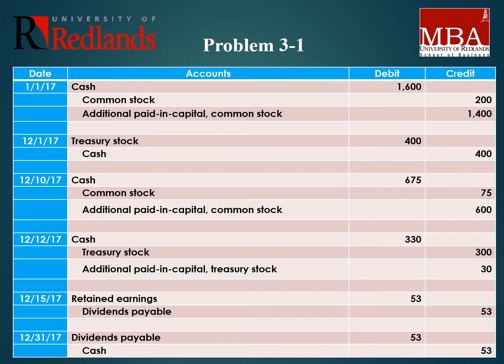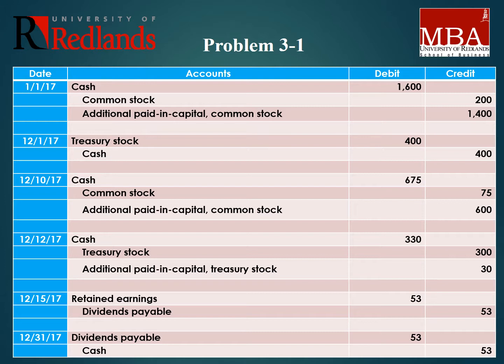On December 1st, 2017, we purchased 40 of the shares that we originally sold to the investor for $10 per share, and we placed them in the corporate treasury. We record treasury stock at cost, so that would be the 40 shares times 10, or $400, and the difference would go to cash. We're paying cash of $400.